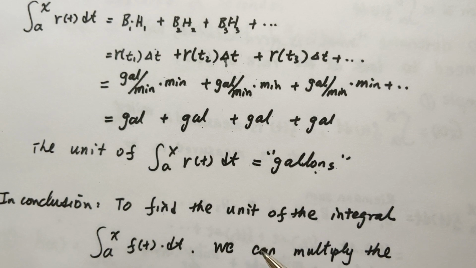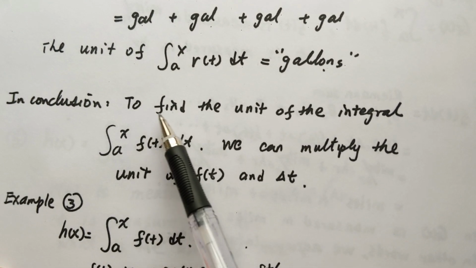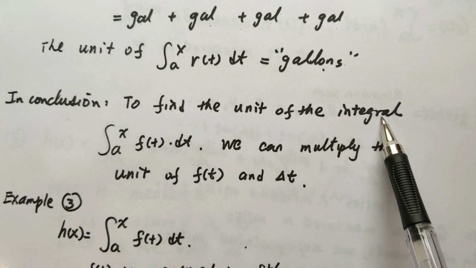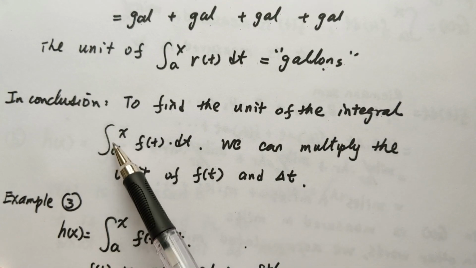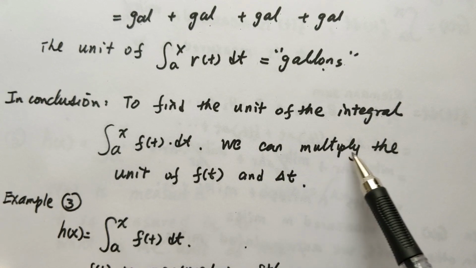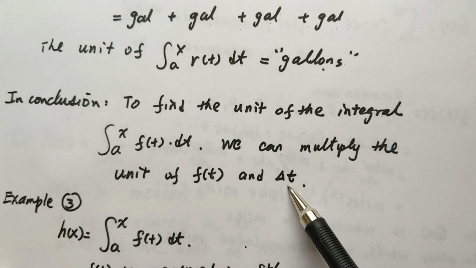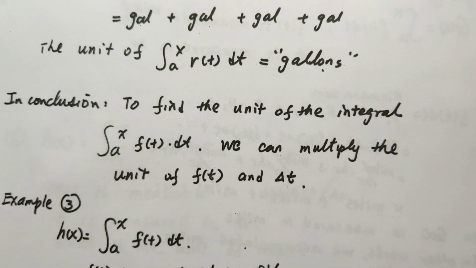So now I believe you already see the pattern. So in conclusion, to find the unit of the integral from a to x of f of t dt, we can simply multiply the unit of f of t and delta t. Now let's take a look at the next example.